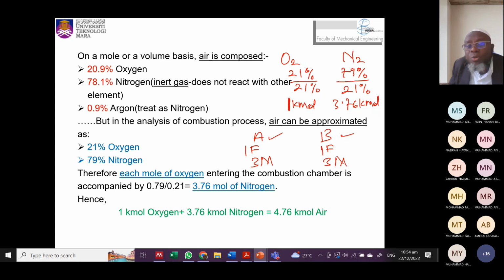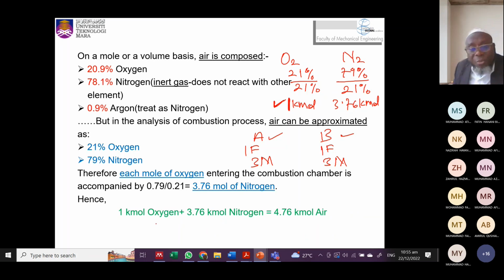So the same thing applies to atmospheric air. For every mole of atmospheric air that you take, there will be 1 kilomole of oxygen, or for every 1 kilomole of oxygen, there will be 3.76 kilomoles of nitrogen. So that's the meaning. You understand me?